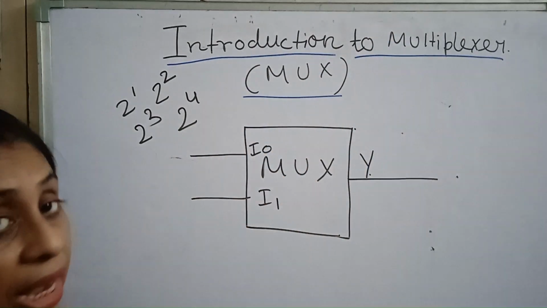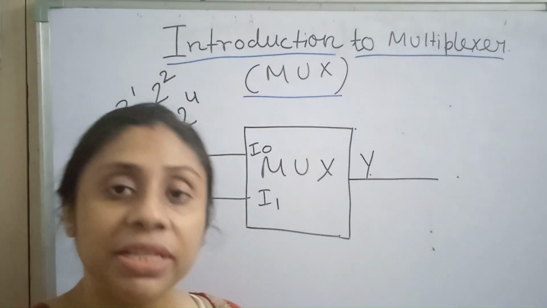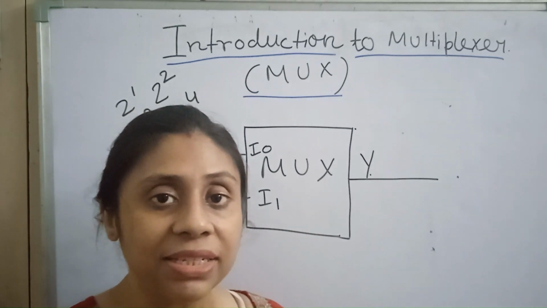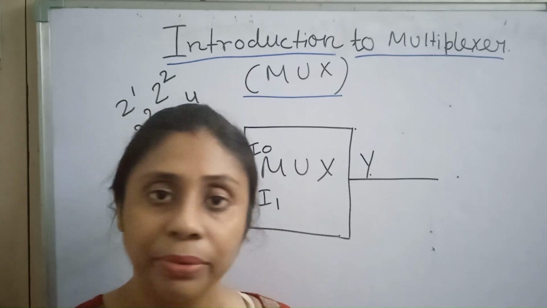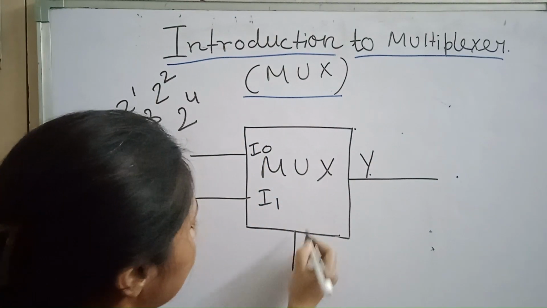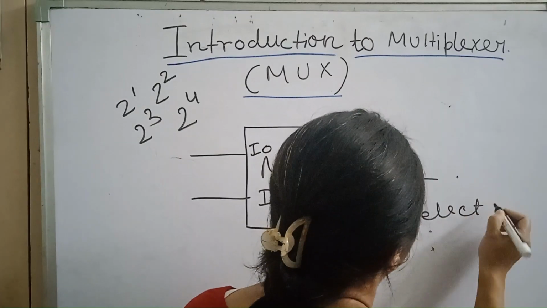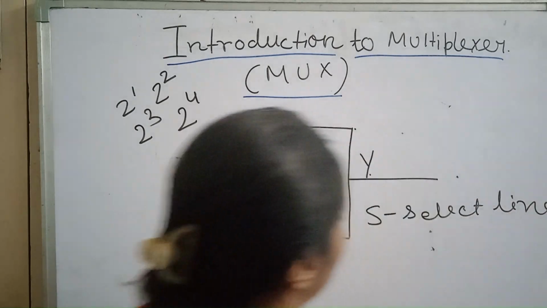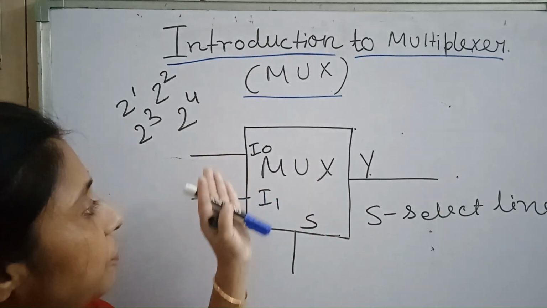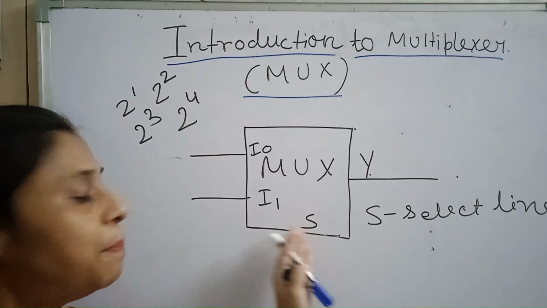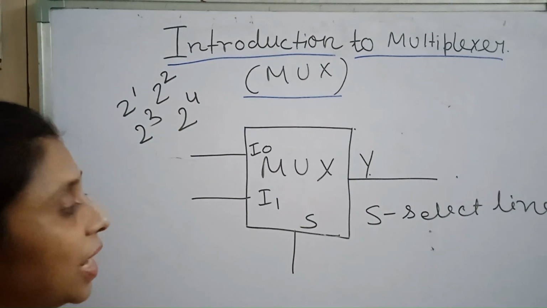Now, how to select? Which input is to be transferred to the output line? How to decide that? To decide that, the multiplexer has another type of input line, called the select line, right? This is the select line of a multiplexer. S is the select line of a multiplexer. Now see, which of the inputs will be selected? That will depend upon the input at the select line S, right?